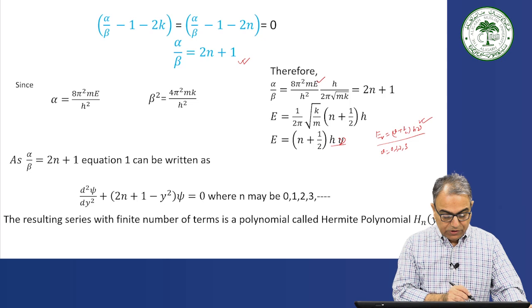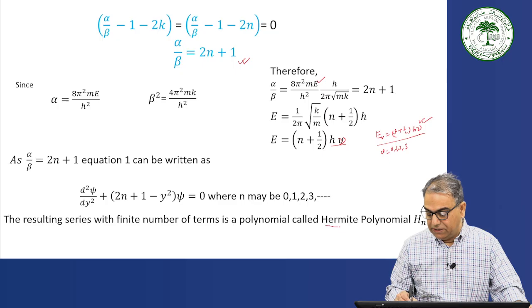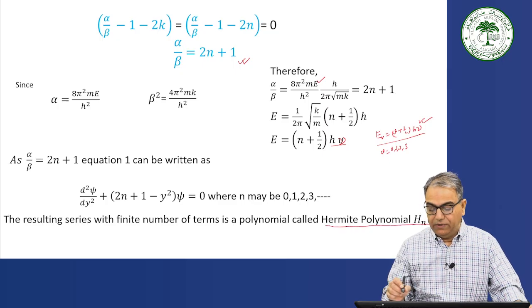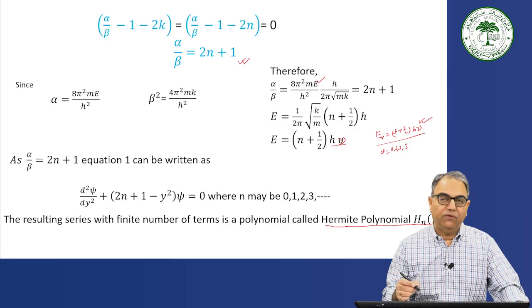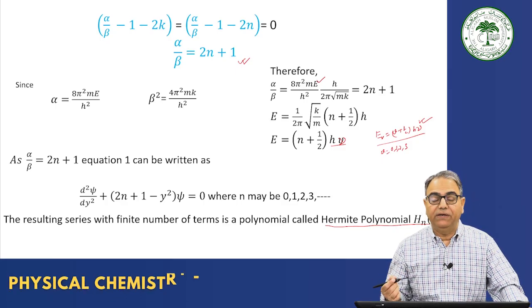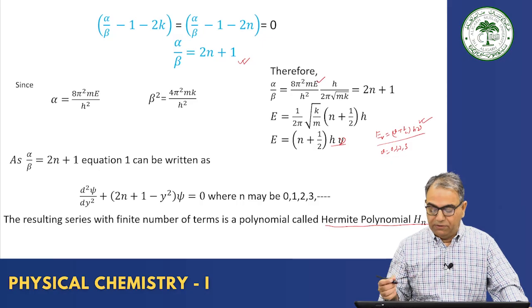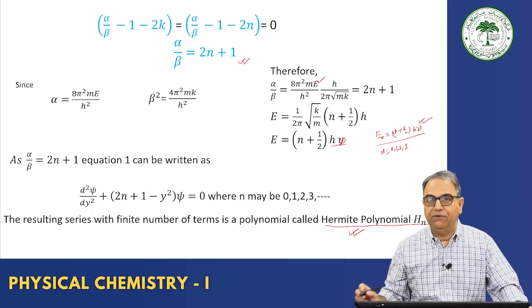Okay. So, the resulting series with a finite number of terms is a polynomial called the Hermite polynomial. Now, since we have equated the numerator equal to 0, the number of terms will not be infinite. So, a finite series will appear, and this we call the Hermite polynomial, H_n(y). Okay.